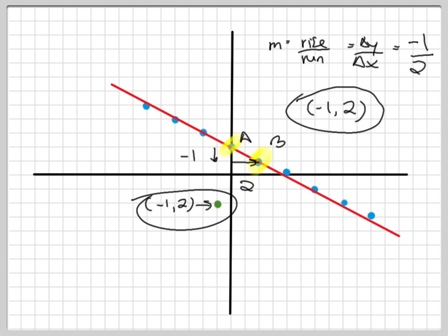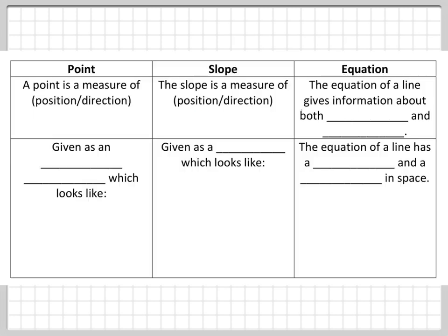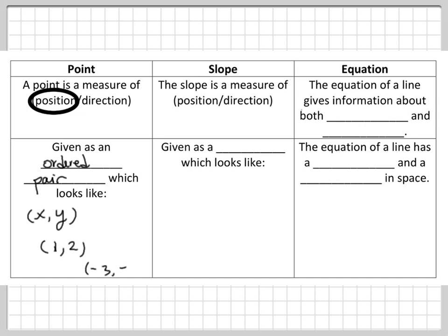So let's make a table of values to really hone in on the difference between a point and a slope. First of all, the most important thing is that a point is a measure of position. A point is given as an ordered pair, as we have previously mentioned, and it's going to look like (x, y). For example, it could be (1, 2), or it could be (-3, -5).